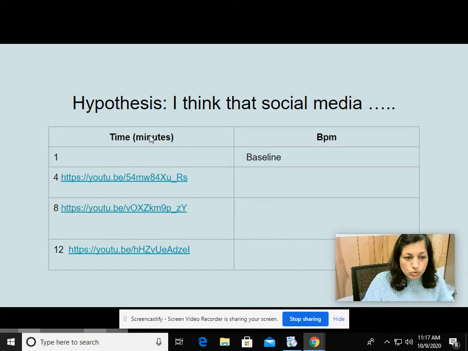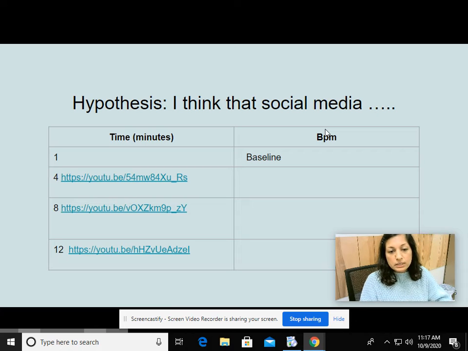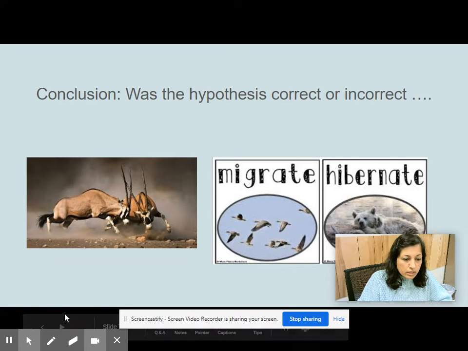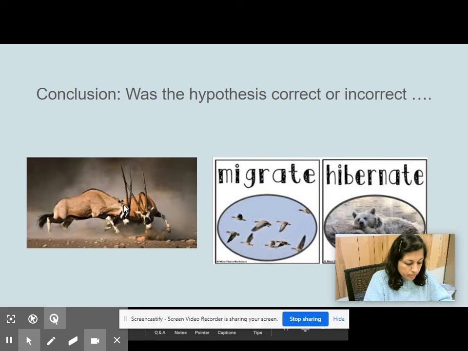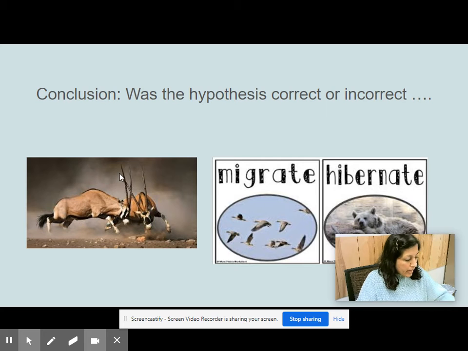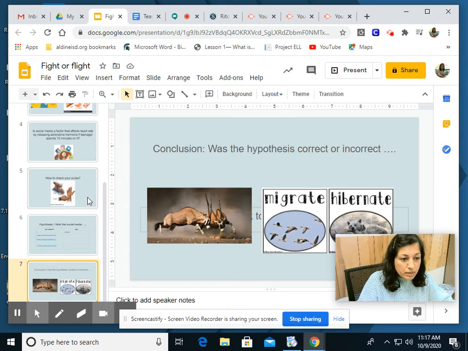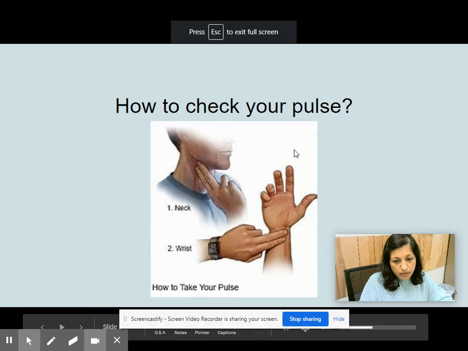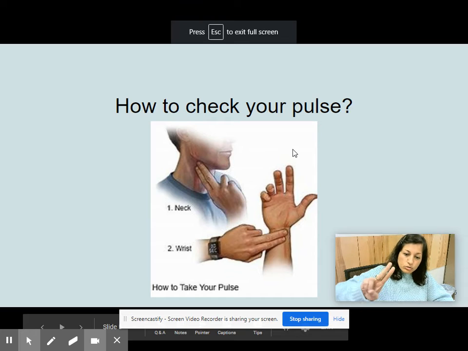You're going to make two columns. One is for times and minutes, and the other one is beats per minute. So your heart beats per minute. A normal pulse rate is usually between 60 and 100 pulses per minute. However, when we are under stress, it tends to increase to more than 100 at times. So you are going to check your pulse.